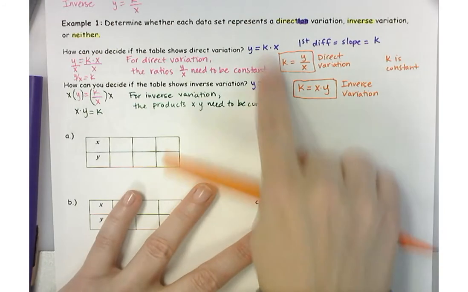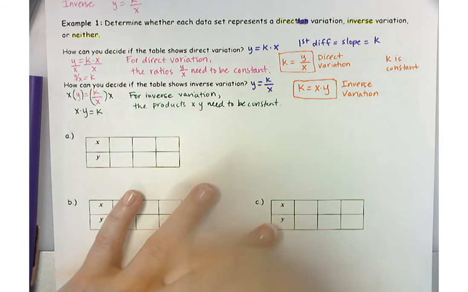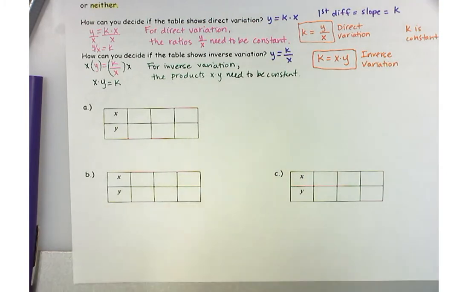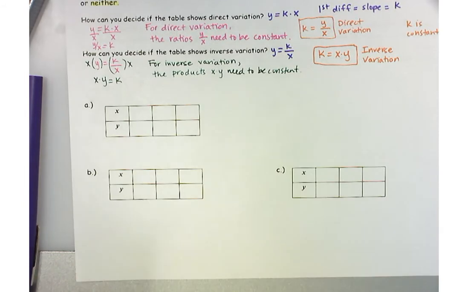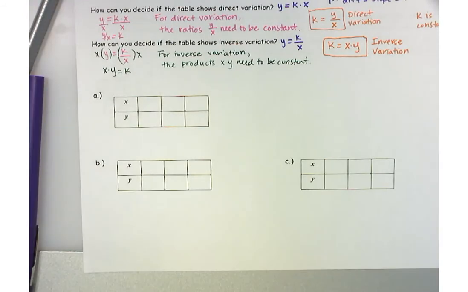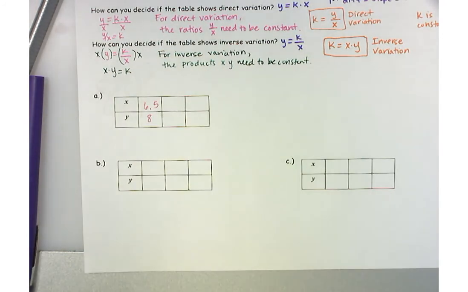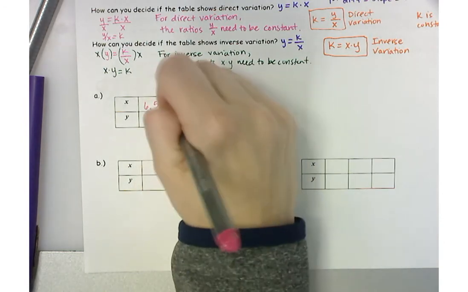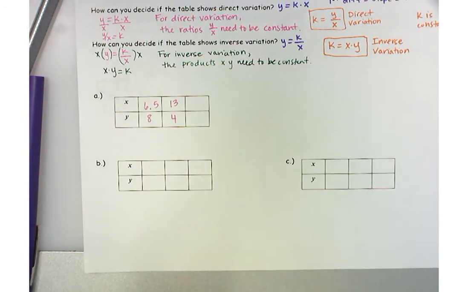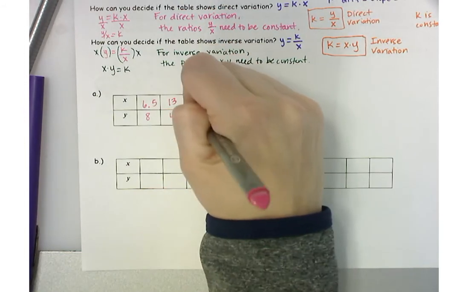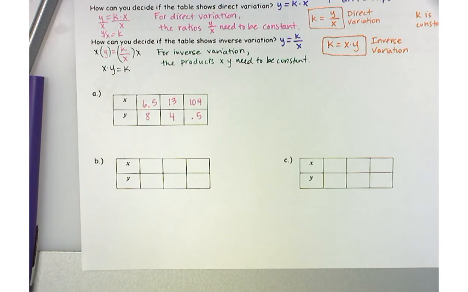So we're going to do the first one together, and then I'm going to give you some time to do B and C. So for part A, your x values are 6.5, 8, 13, 4. Sorry, I'm just really good at counting. Okay, and then you have 104 over 0.5.